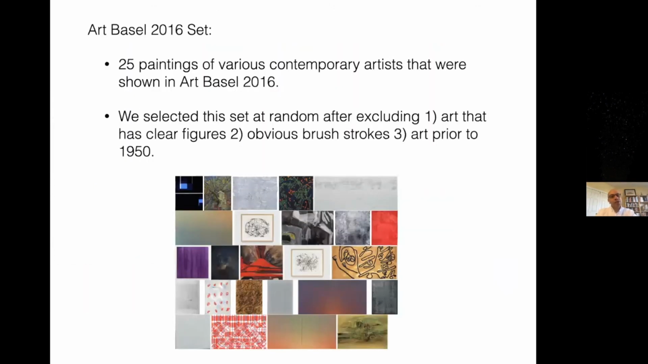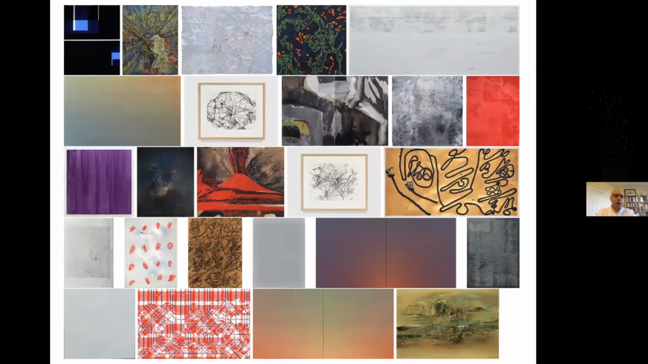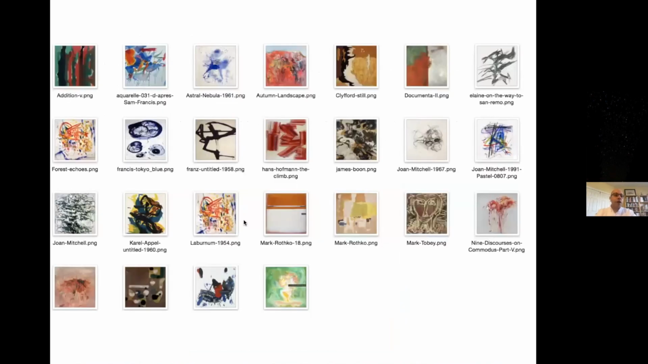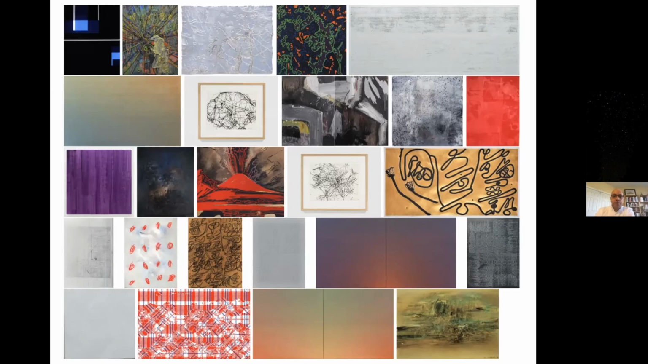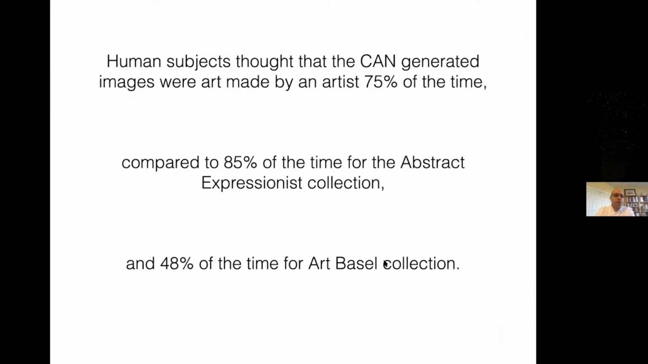When we showed this to a human subject, combined with artwork from Art Basel 2016, which is a flagship art fair for contemporary artists, and also combined with another set of famous abstract expressionist artworks as a baseline, to our surprise, the human subjects thought art done by CAN, the machine, was done by a human 75% of the time, compared to 85% of the time for abstract expressionism, and only 48% of the time for art from the Art Basel collection.